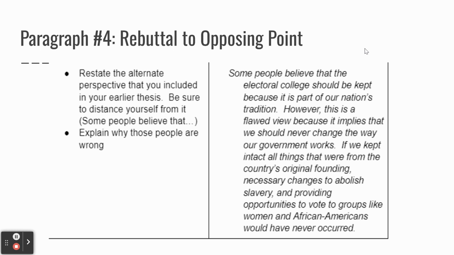Some people believe that the Electoral College should be kept because it's part of our nation's tradition. Okay? You've identified what the other people believe. Now you're going to explain why they're wrong. However, this is called a rebuttal. However, this is a flawed view because it implies that we should never change the way our government works. If we kept things all intact that were from our country's original founding, necessary changes to abolish slavery, providing opportunities to vote to groups like women and African Americans would have never occurred. So I've basically acknowledged, again, what their viewpoint is, but now I've explained why it's flawed.